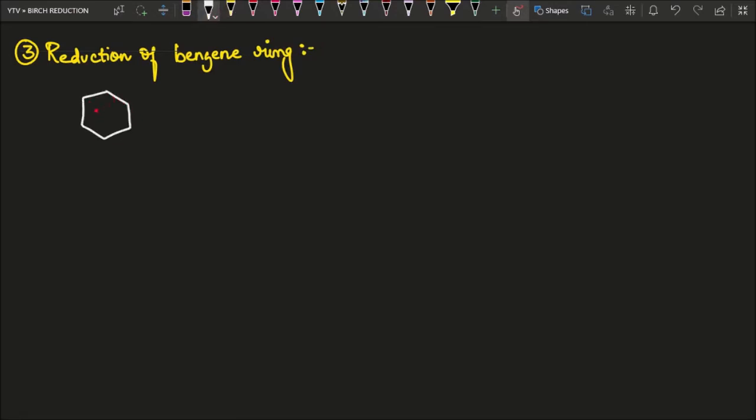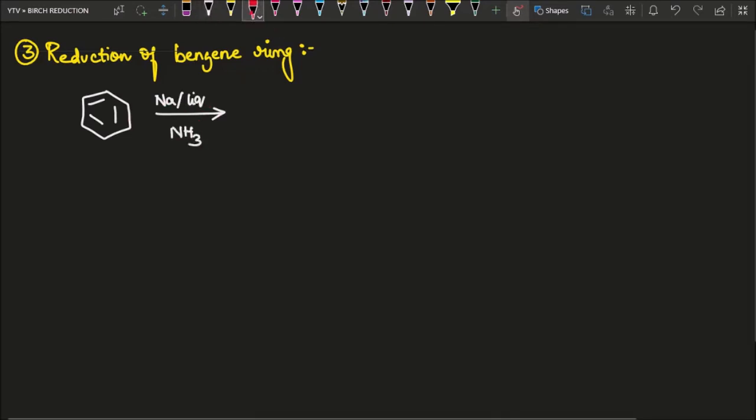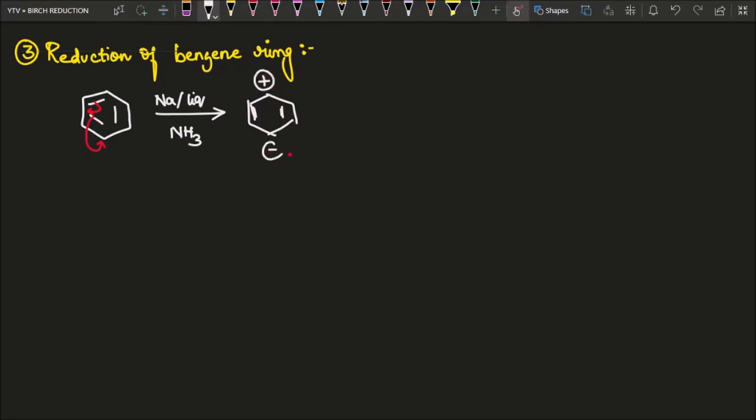What happens here is that when you add sodium metal dissolved in liquid ammonia, the benzene ring, you know, will undergo conjugation. So this double bond that is present over here will be shifted between these two carbons, and this double bond is shifted over here. So your product is going to look like this. There is a double bond over here and a double bond over here. Here there is going to be a positive charge and here a negative charge.